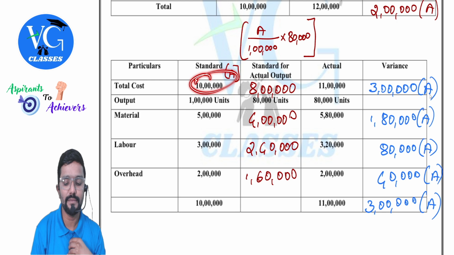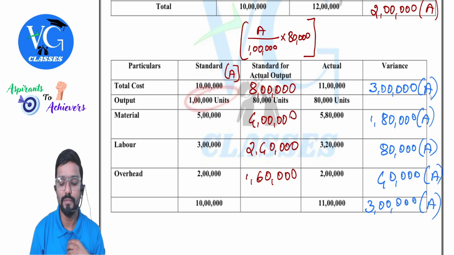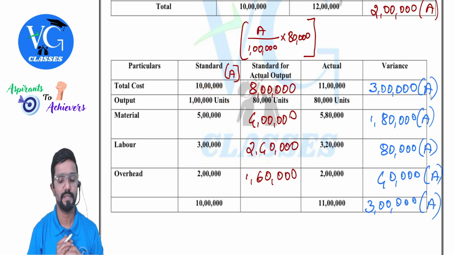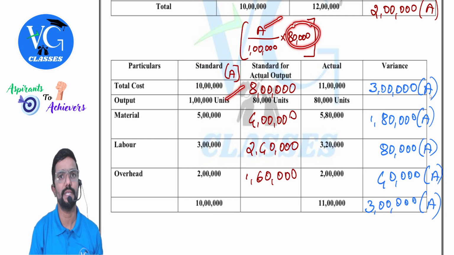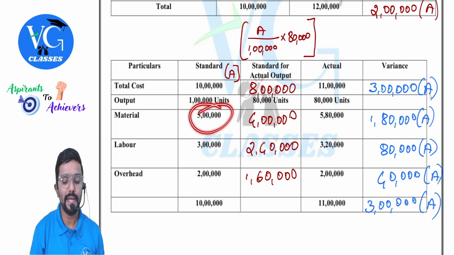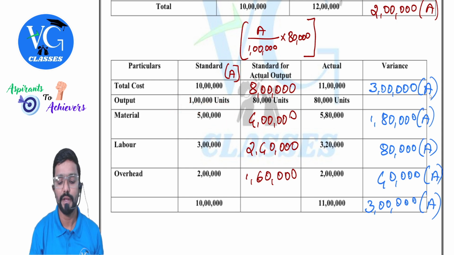So 10 lakh is for 1 lakh units. How much for 80,000 units? We get 8 lakh. I have given the equation here, you can see. A is nothing but standard. Okay, A is for 1 lakh units. We need to calculate for actual output of 80,000 units. Same way, 5 lakh is for 1 lakh units. How much for 80,000 units? So you'll get 4 lakh material cost, labor cost 2 lakh 40 and overhead 160.